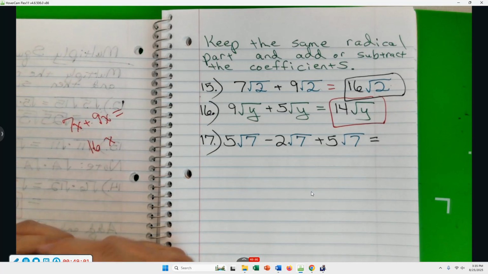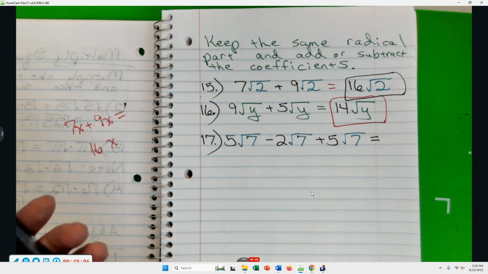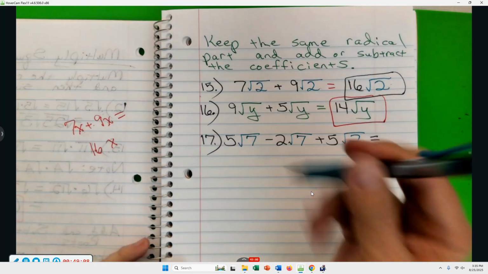Do we have like radical terms? So what's the radical part of my answer? The square root of 7. Okay.